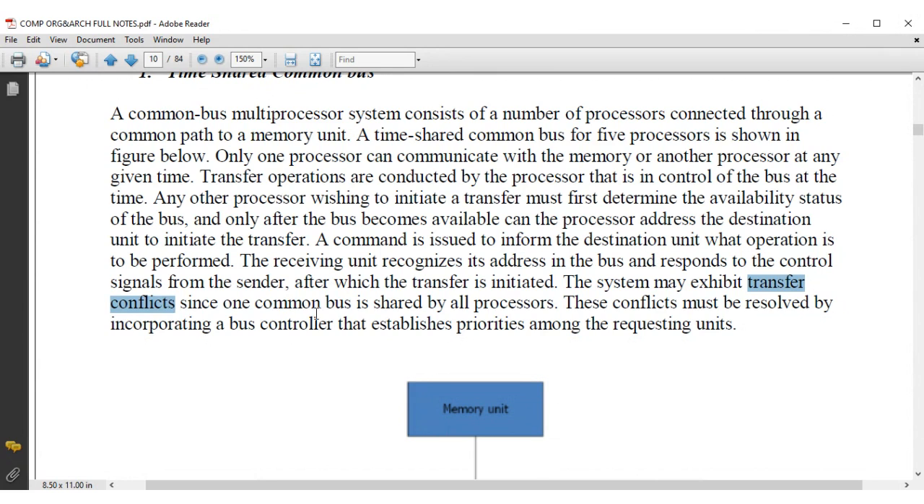So these conflicts are normally resolved by incorporating a bus controller. A bus controller is basically just an algorithm that enables the system to solve these transfer conflicts. So if at time T1, processors P1, P2, P3, P4, P5 are all requesting communication with the memory, the RAM, there can be a transfer conflict. What solves these conflicts and ensures that each one is given priority at its own particular time is what we call a bus controller. A bus controller is the one that manages prioritization in a time shared common bus.